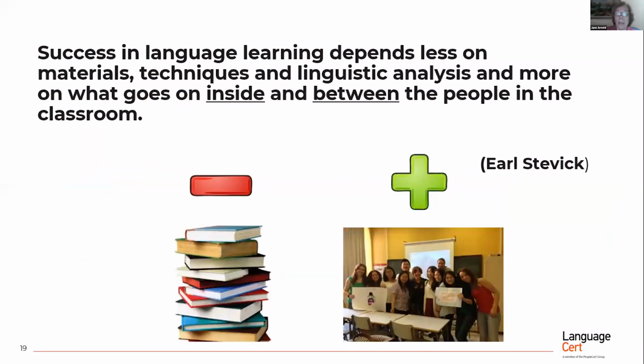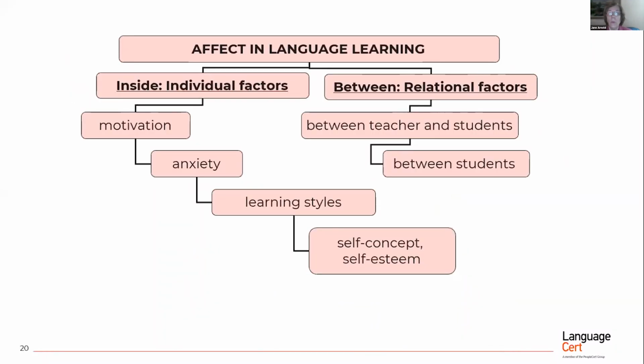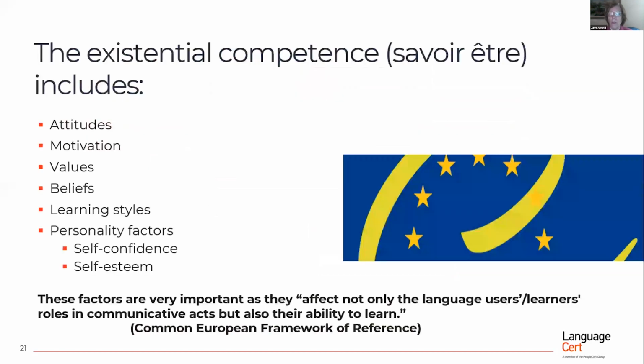This is an important quotation from Professor Earl Stevick, who at the beginning of the last century did very much for establishing things about language, foreign language learning. And he wrote, "Success in language learning depends less on materials, techniques, and linguistic analysis." Not that these aren't important, but he said, "Success depends more on what goes on inside and between the people in the classroom." Here he's referring to what really means affective language learning. The inside are the individual factors, motivation, anxiety, etc. Between are the relational factors, between teacher and student, and between students.